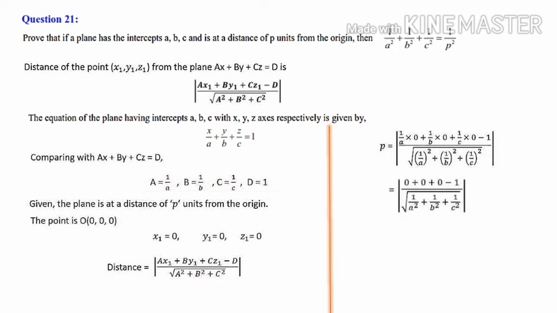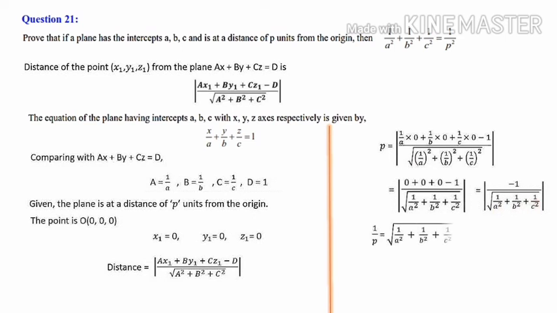That is equal to, first 3 terms we will get 0, then the last term is minus 1 divided by root of 1 by a square plus 1 by b square plus 1 by c square. When you do the calculation it comes as minus 1 divided by root of 1 by a square plus 1 by b square plus 1 by c square. Since there is a modulus, the minus 1 and modulus will go. So we will get 1 divided by root of 1 by a square plus 1 by b square plus 1 by c square.